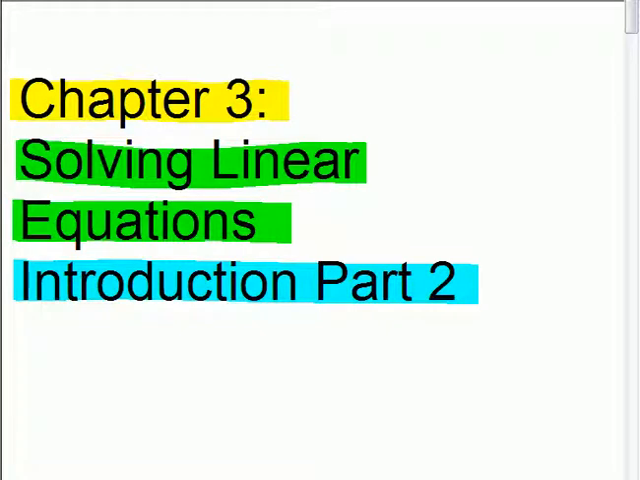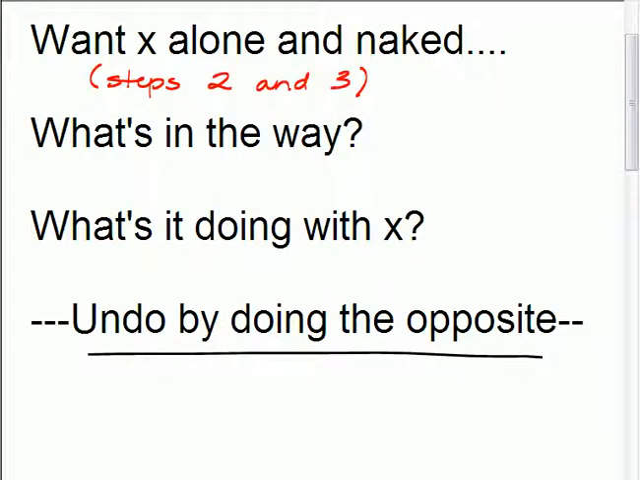This is a continuation of our introduction to solving linear equations. Recall from the previous video that we always want x alone and naked. In other words, we want to know 1x plus nothing minus nothing, just x equals some number, and it's the number that makes our equation true.